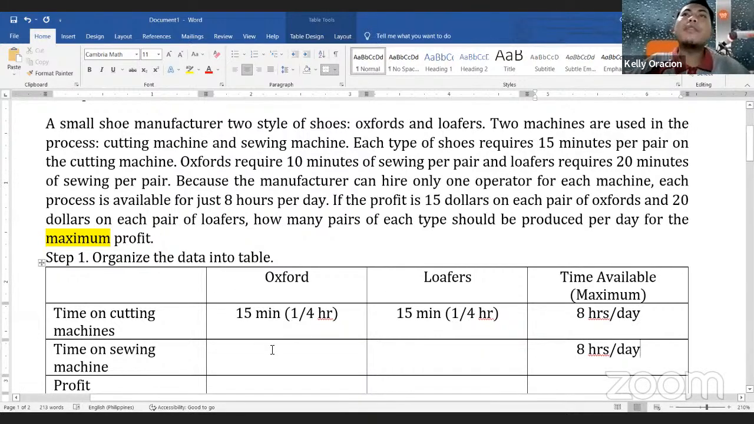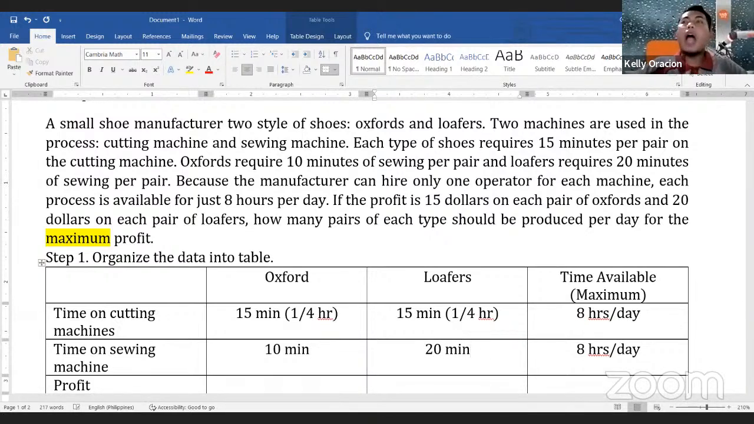Now, for the time on the sewing machine, Oxford requires 10 minutes and loafers require 20 minutes. Again, we are going to convert the minutes into hours. 10 minutes is how many hours? In 1 hour, there are 60 minutes. So 10 divided by 60 is 1/6 hour. Meanwhile, for 20 minutes, 20 divided by 60 is 1/3 hour.